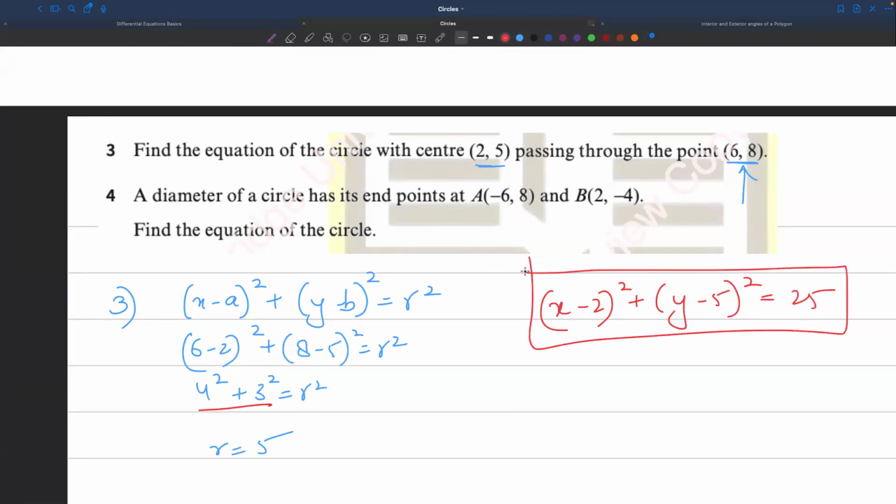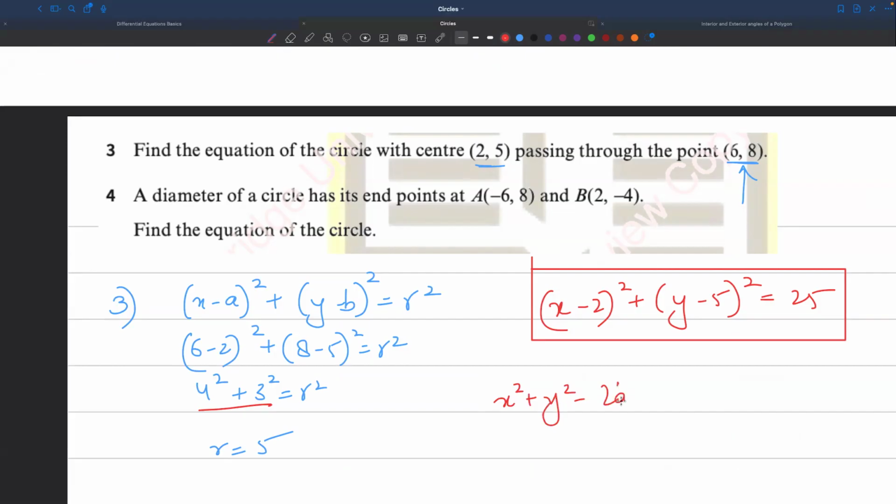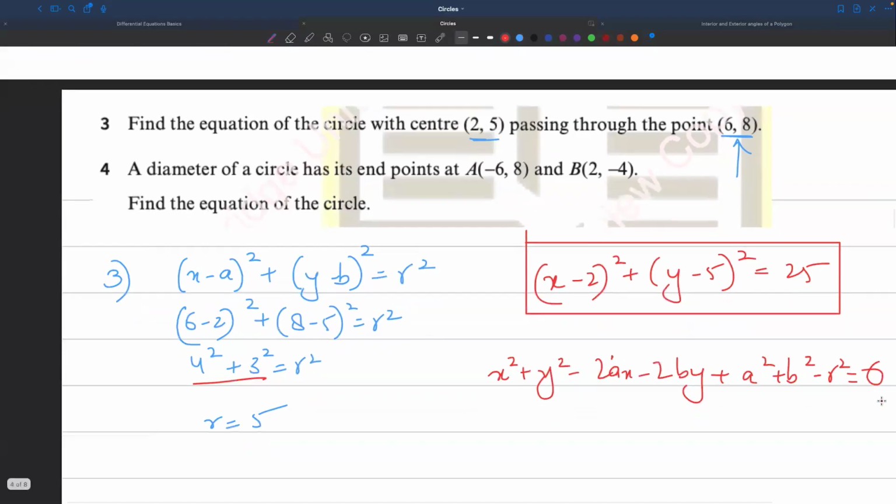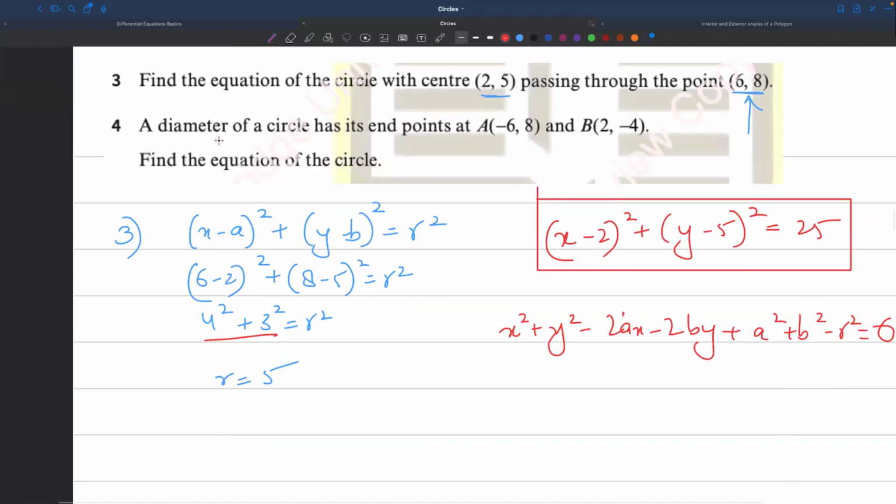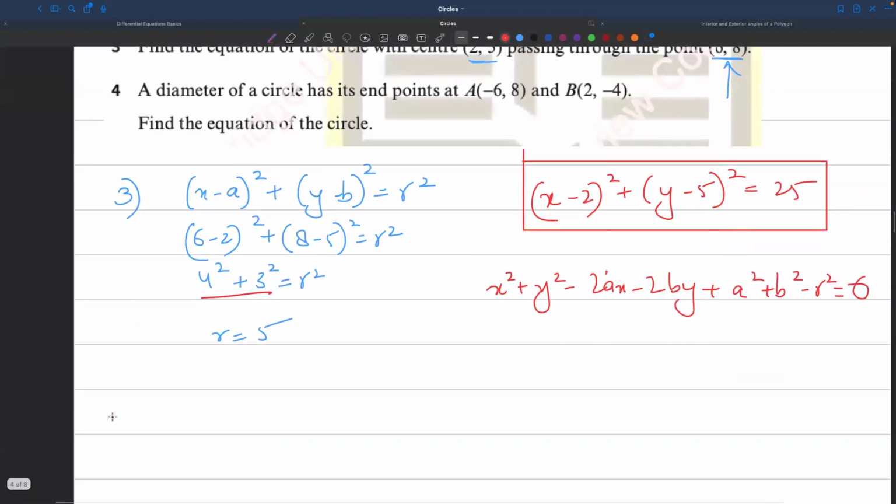Now you can leave it in this form. You can expand it and leave in that form as well. Normally it will specify in your exam in what form to leave your equation. Generally, it says to give your answer in this form, but it will tell you how to write your equation. If not, you can write it in any form. Okay? So this is how we find the equation of the circle. Okay. Question number 4.